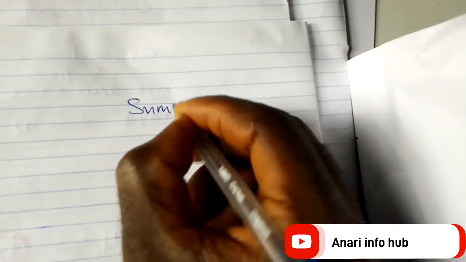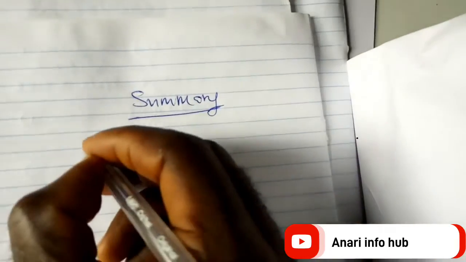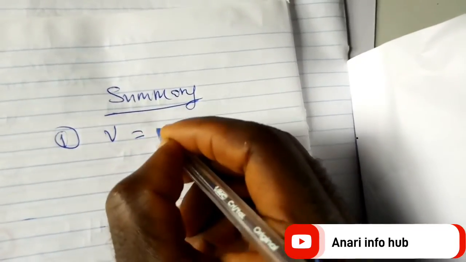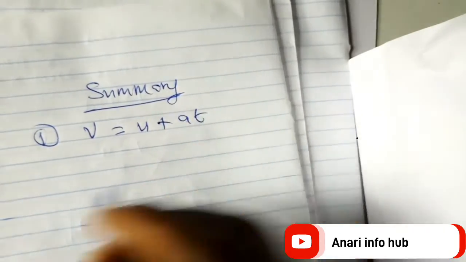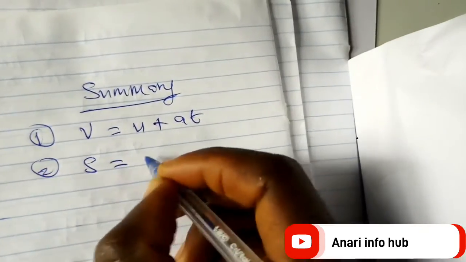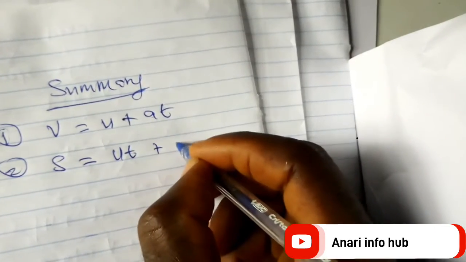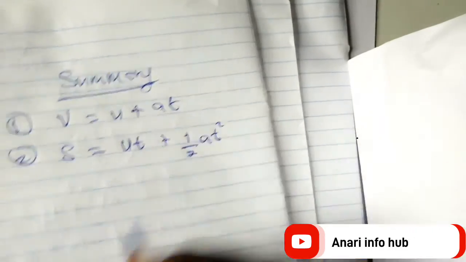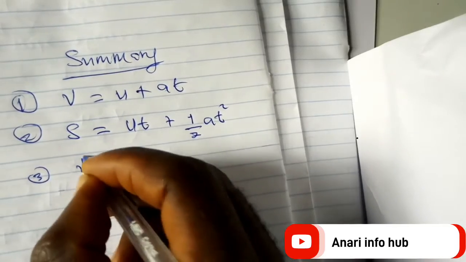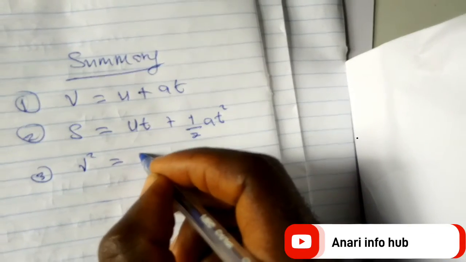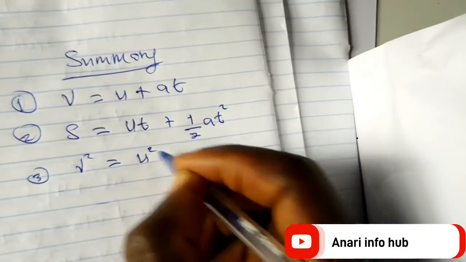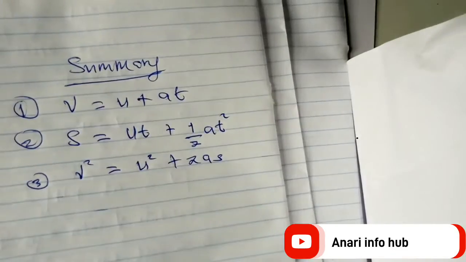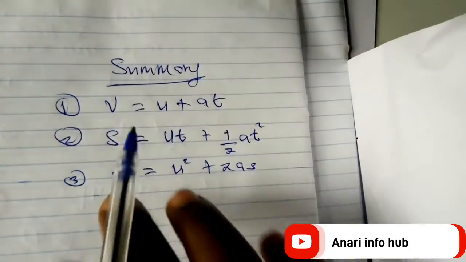Recall that we state the summary. We say that the first equation of motion is that v is equal to u plus at, and then number 2 we say that s is equal to ut plus half at squared, and then the third one we say v squared is equal to u squared plus 2as. Okay, this was what we learned. This is a summary of it.